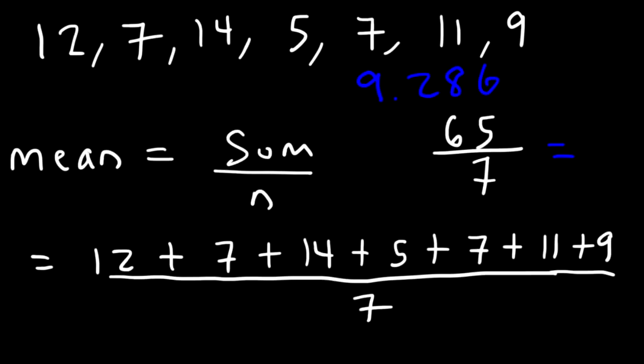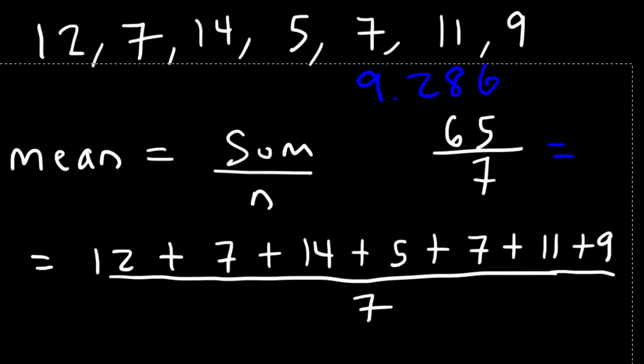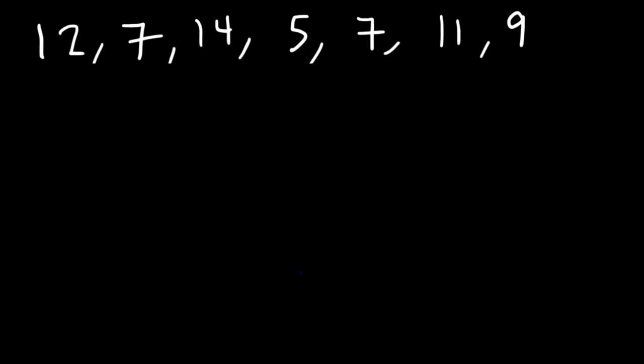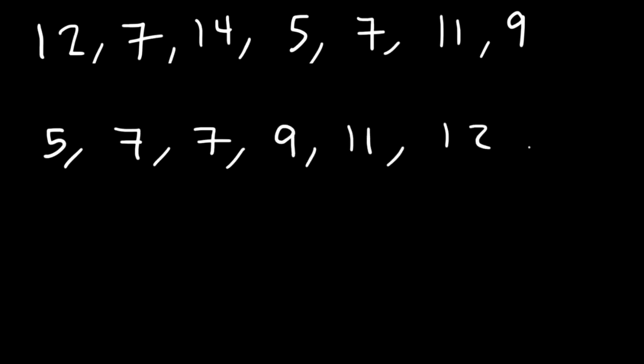Now what about the median? How can we calculate the median of this data set? What do you think we need to do in order to find it? To find the median, it's going to help if you arrange the numbers in increasing order. The lowest number is 5, and then we have 2 7s. Next we have a 9, 11, 12, and 14.